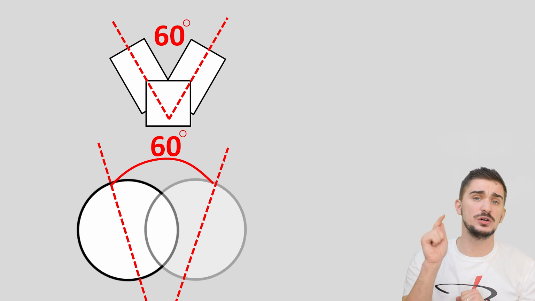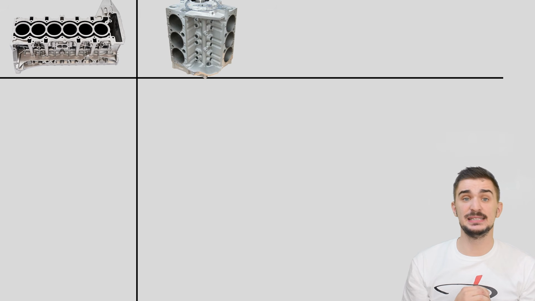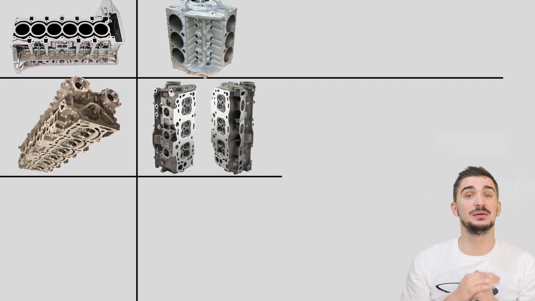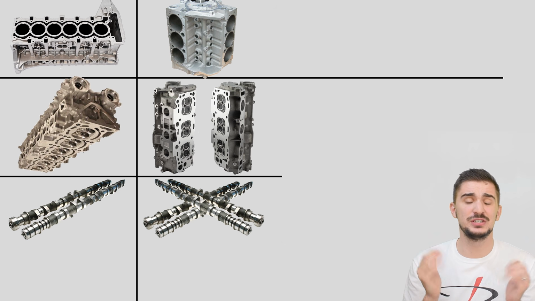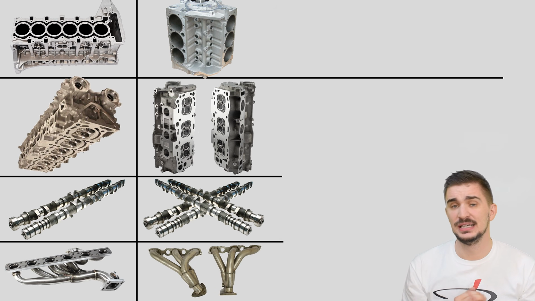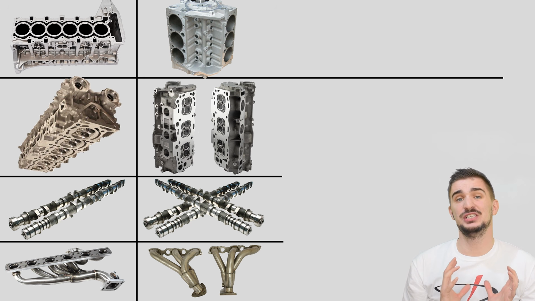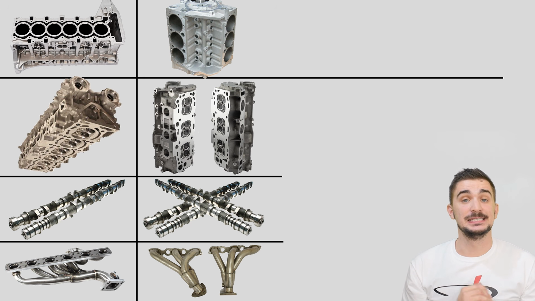So as you can see, if it wants to be smooth like an inline 6, the V6 needs several engineering aids, but it also needs double the number of cylinder heads, double the number of cams if it isn't a pushrod V6, and double the number of exhaust manifolds compared to an inline 6-cylinder engine. So as you can see, the V6 achieves compactness and smoothness by sacrificing simplicity.